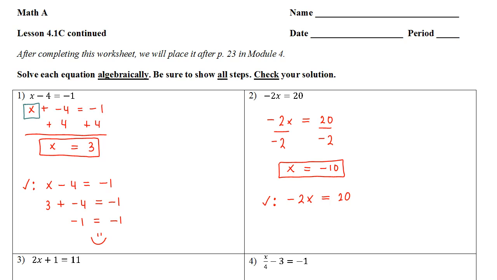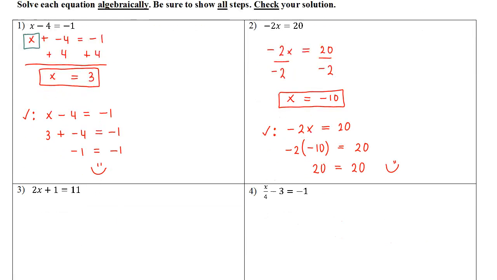So I've written the original equation, and now I'm going to replace x with negative 10. And of course, negative 2 times negative 10 is 20, and a negative times a negative will give us the positive 20 that we're looking for. So we have a correct solution, and on to number 3.